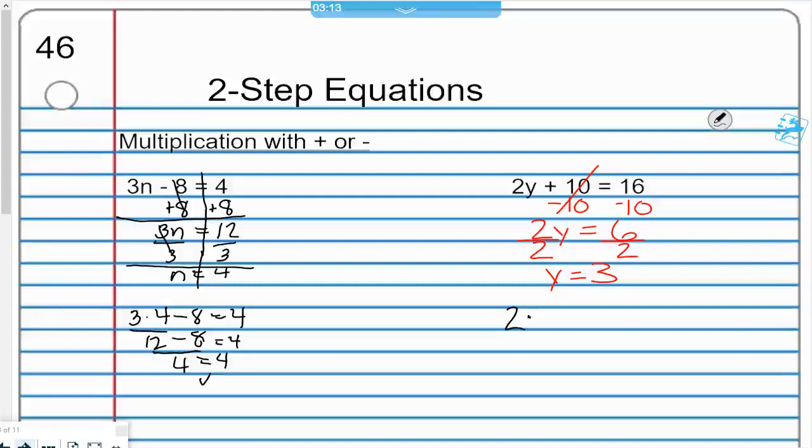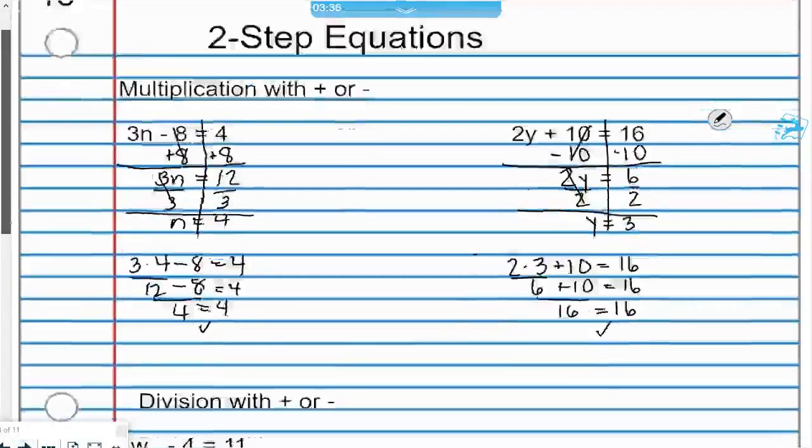2 times y, so I'm going to fill my 3 in, plus 10 equals 16. I do my multiplication first. 6 plus 10 equals 16, and 16 equals 16, so we know we have the correct answer.